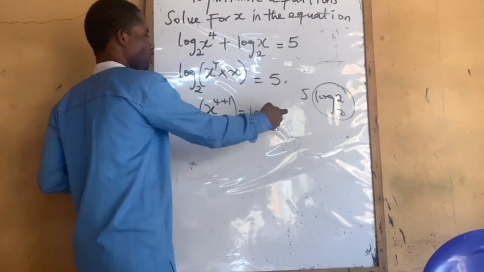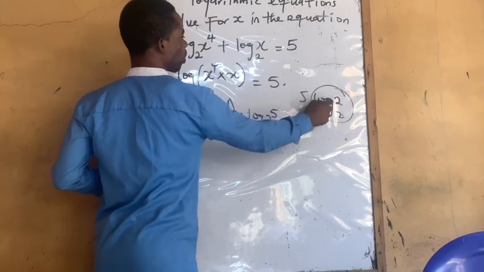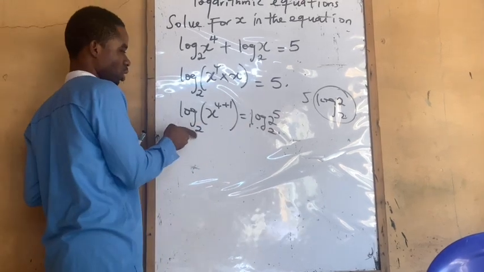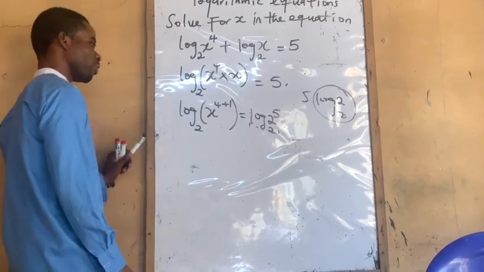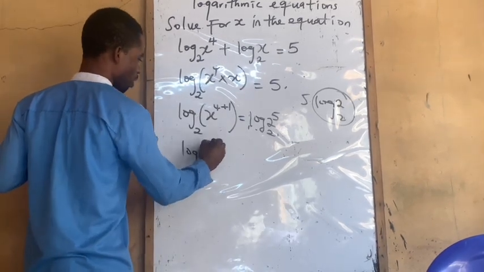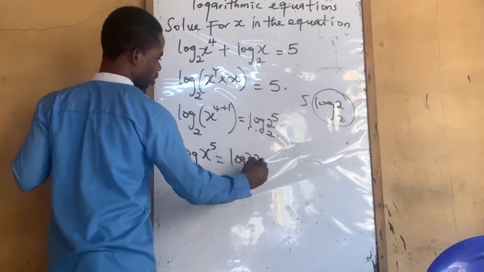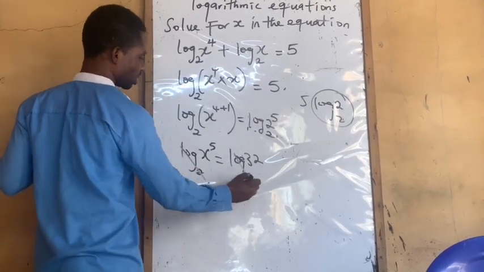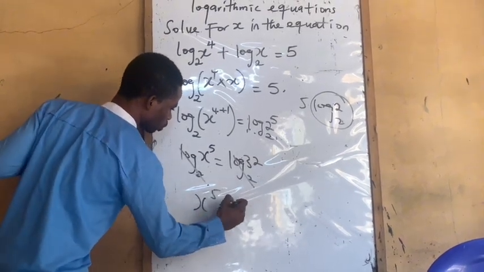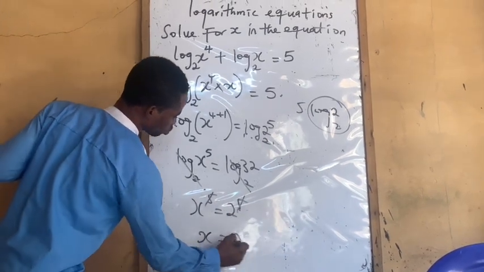Why? Because if you bring this 5 here, according to the log, log 2 base 2 is 1, and 1 times 5 is 5. That also gives you 5. And how do I know that it's 2 I'm going to use? Because I see 2. The 2 that is here must also be used here. It's very, very important. That means it will become log x raised to the power 5 base 2 equals 2 raised to the power 5, which is 32, base 2. This can cancel this, it's allowed. And x raised to the power 5 equals 32. Now, 32 is also 2 raised to the power 5, and 5 cancels 5. So x equals 2.